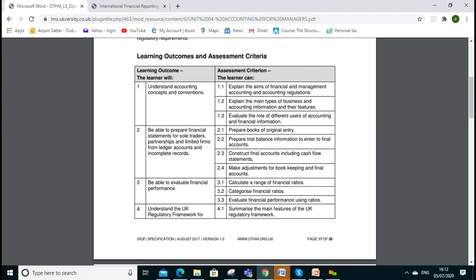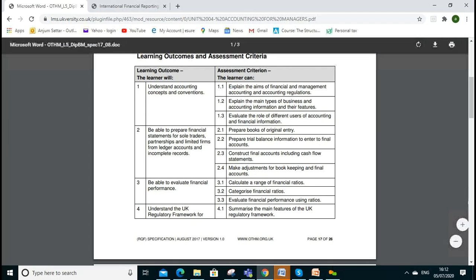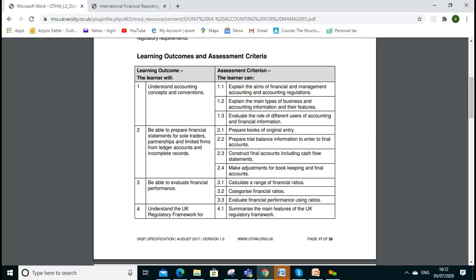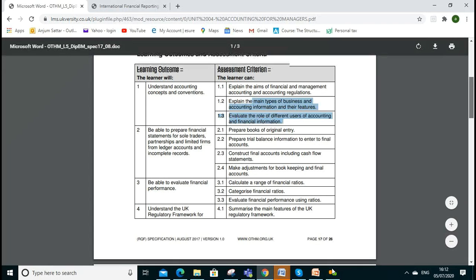When we do this learning outcome 1 within the assignment, we need to focus on the command word. What is meant by explain? Explain means give the reasons, yes? Not just writing something, you give the reasons for it, why we need financial information. Evaluate the role of different users of accounting and financial information, which we'll go through.